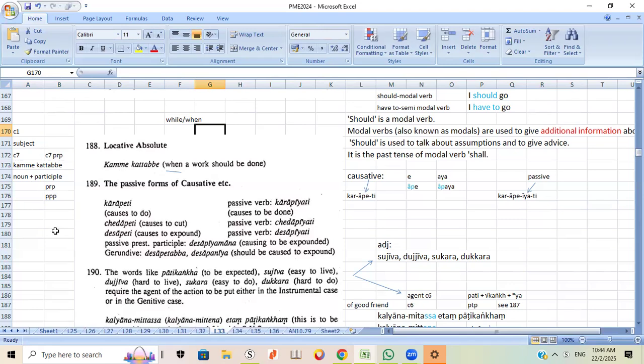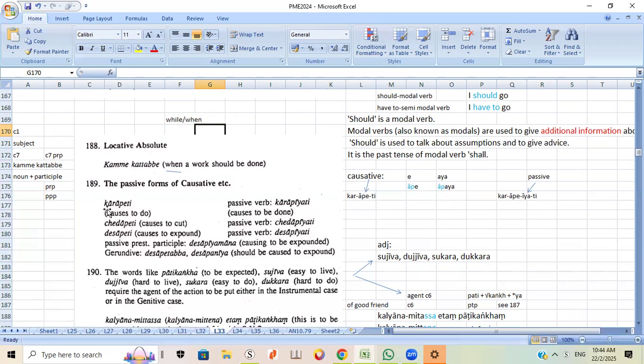Remember this. So this is the passive form of causative. So we talk about causative first. Causative means you add a or ayah. Another form, you just add up to this a, it becomes ape. You add up to this ayah, it becomes apaya. So this is the causative.